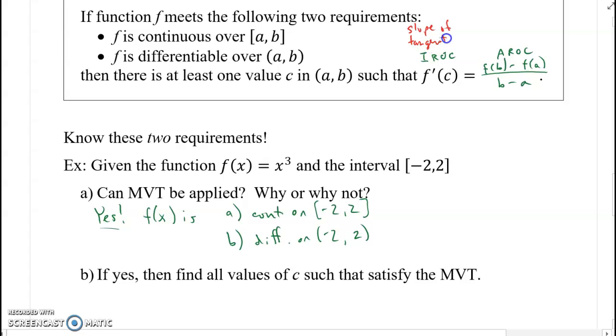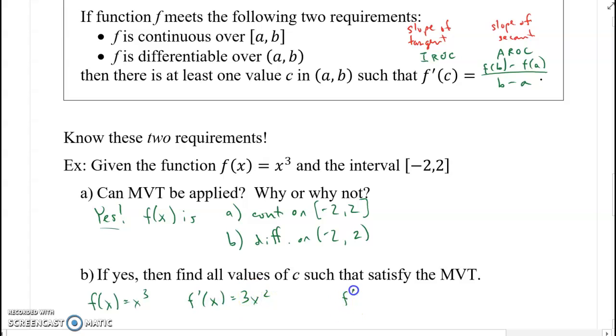Tangent line, and the average rate of change is the slope of the secant line. So have those pictures in your mind of the graph, because that can sometimes help us understand what's going on a little bit better. Anyway, so f of x equals x cubed, f prime of x equals 3x squared.